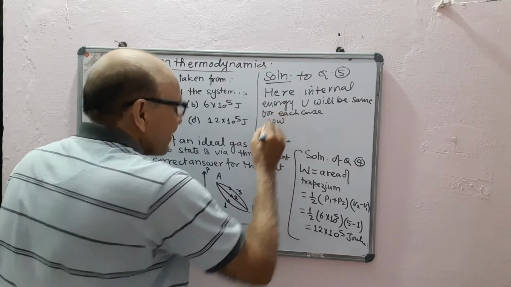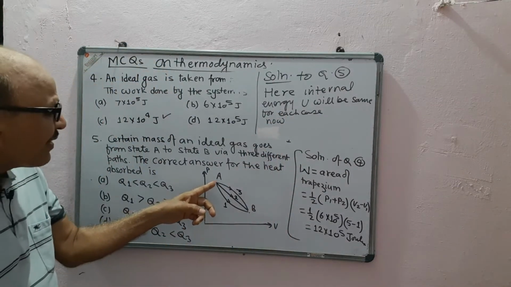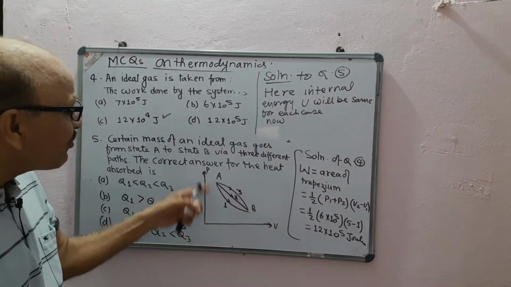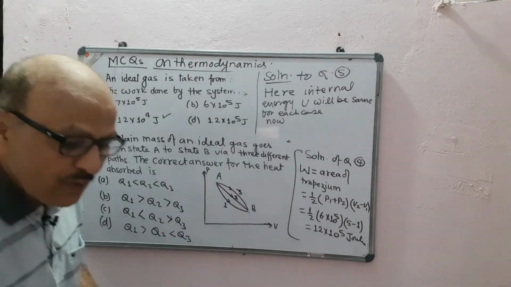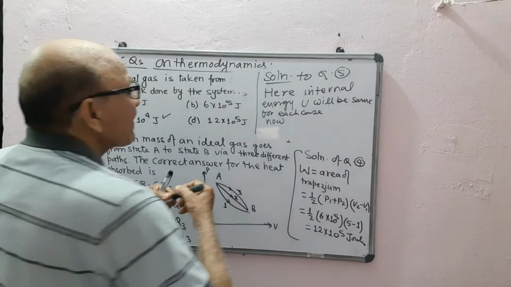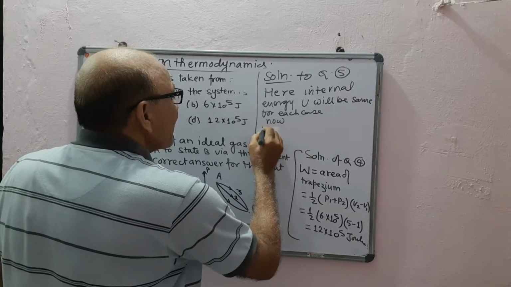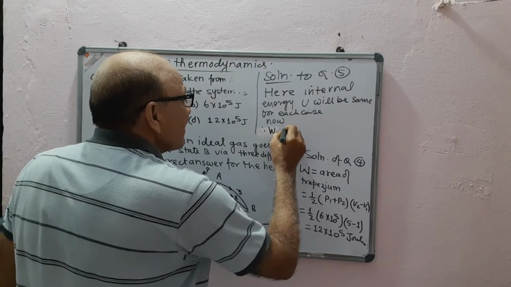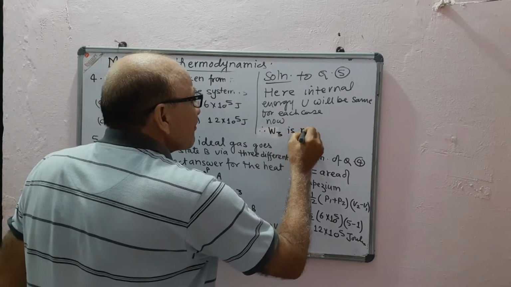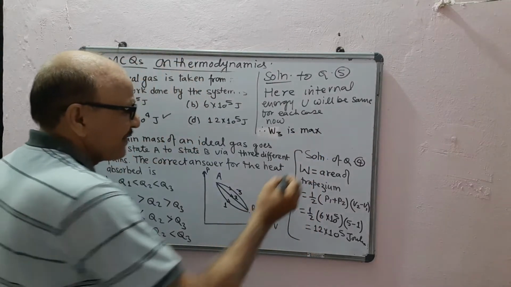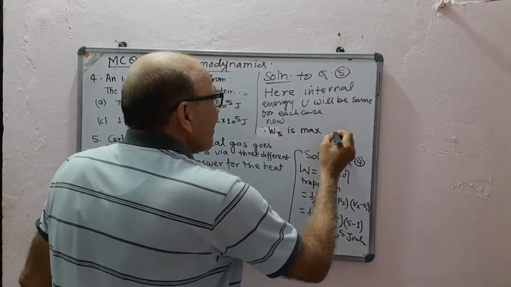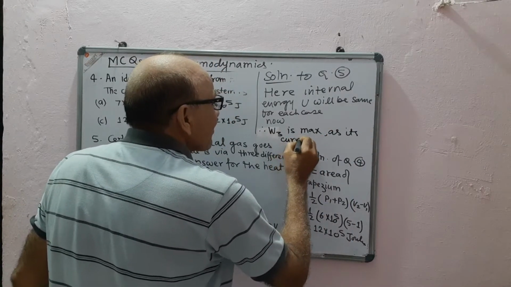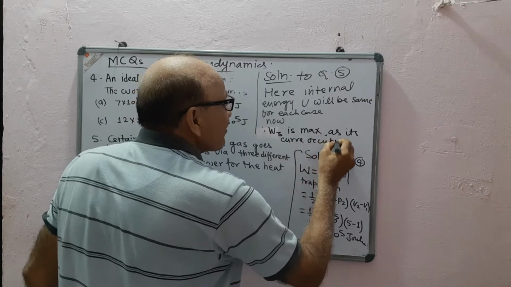Now, work done along the path 3 will be maximum because it occupies maximum area. So, work done through path number 3 is maximum as its curve occupies maximum area.